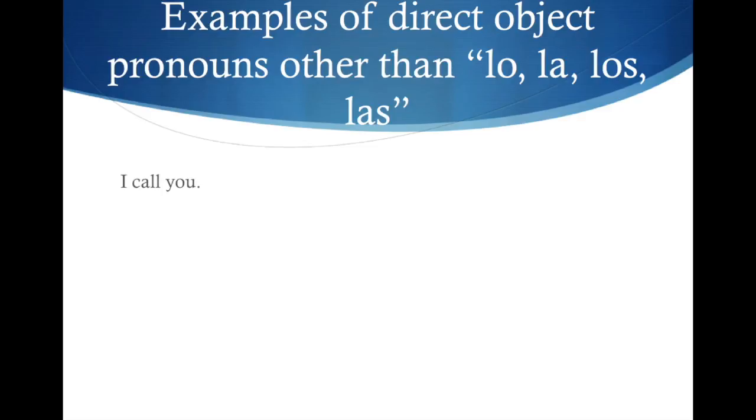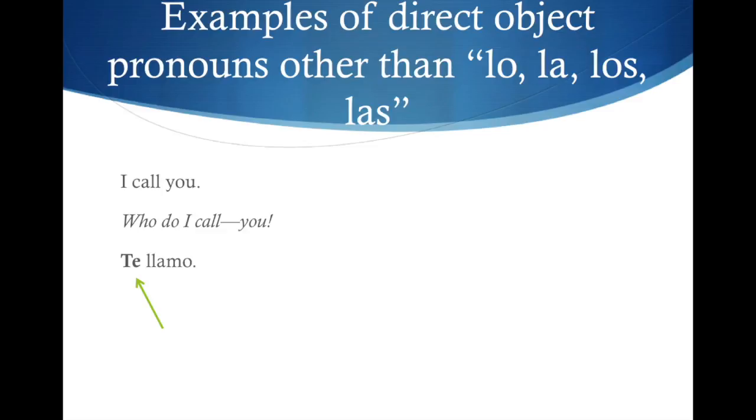Take the English sentence, I call you. Who do I call? You. You are the direct object. Let's put it in Spanish. Te llamo. Te is the direct object pronoun. It's also the direct object. And I place it before the conjugated verb.